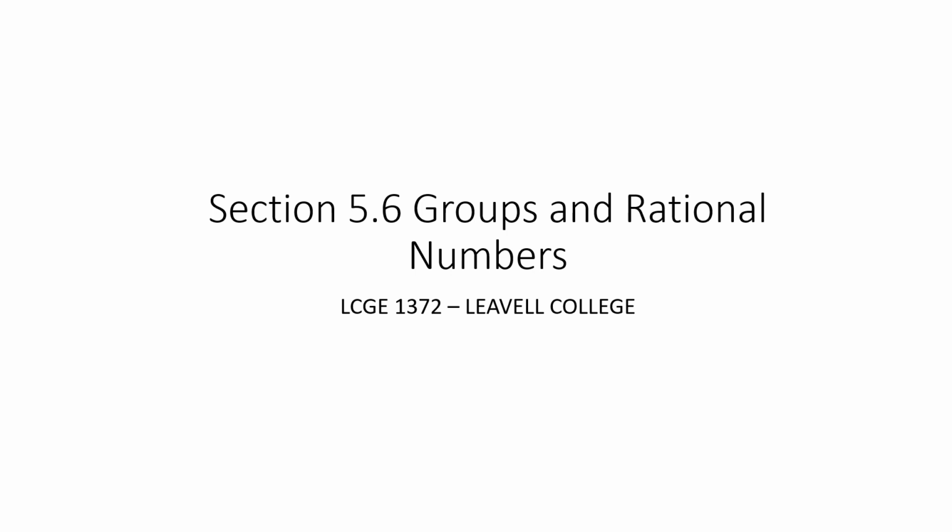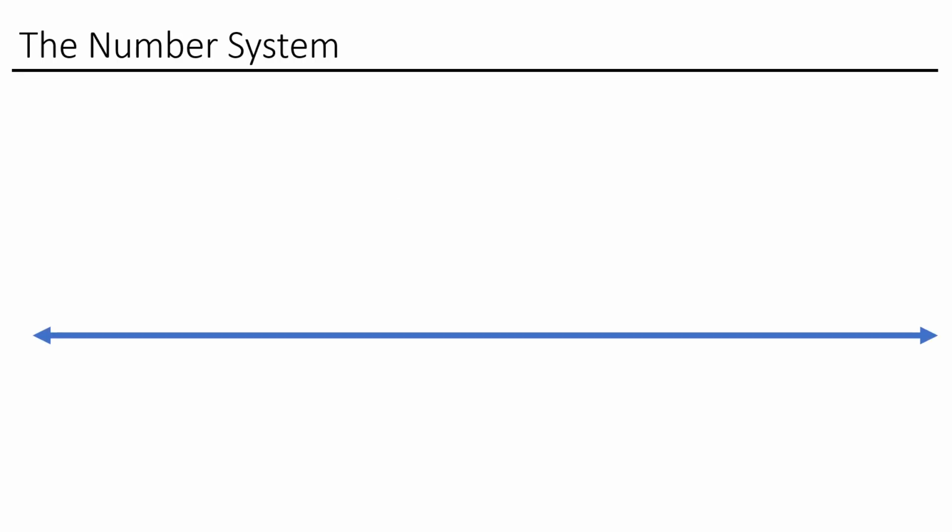Let's take a look at section 5.6, groups and rational numbers. All right, the number system. Now, this blue line is my number line. The first numbers that I'm going to throw onto that number line are the counting numbers, 1, 2, 3.